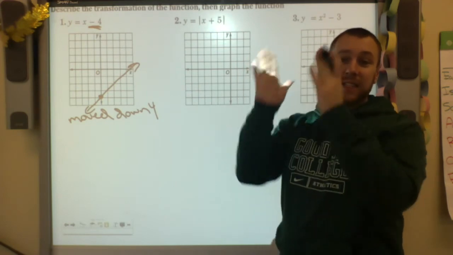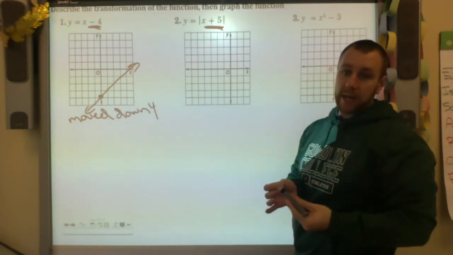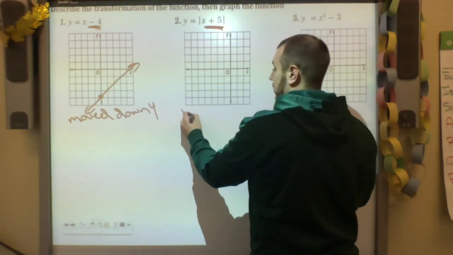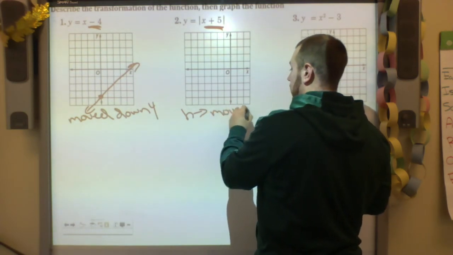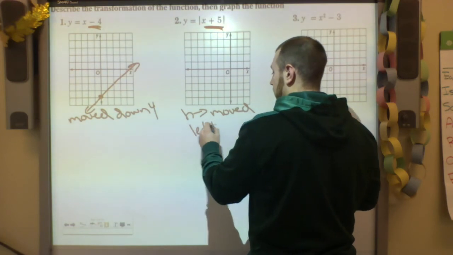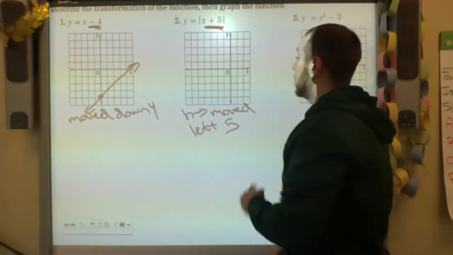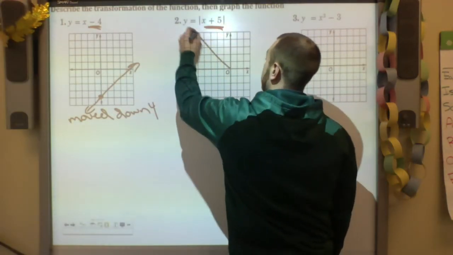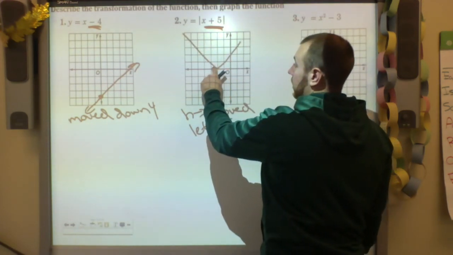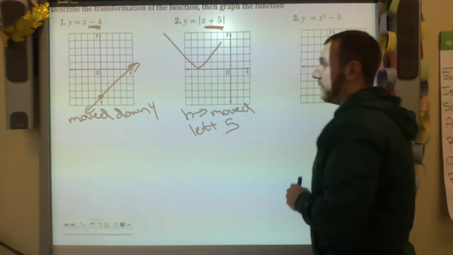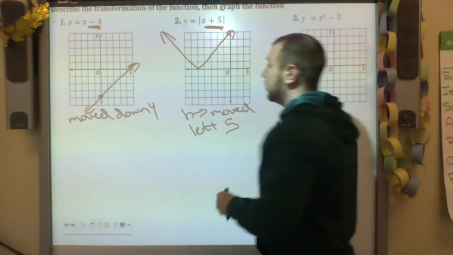Here, it's inside the absolute value. It's happening directly to x. So that's my h. And it's positive. So this is going to be moved left 5. Because positive in here means it's moving left. So instead of having my absolute value function here, I'm going to take it and I'm just going to move it left 5. And it looks exactly the same, just moved left 5.